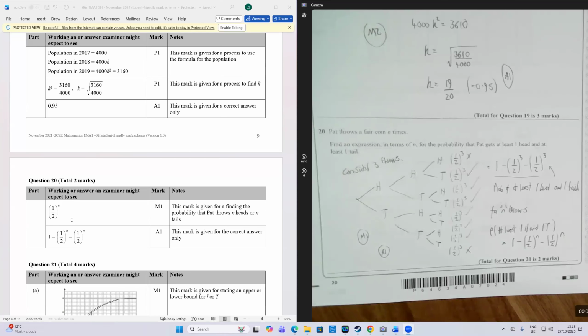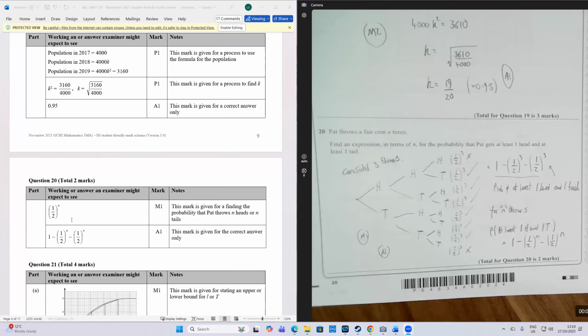So here I've just boiled it down to, let's imagine that Pat throws the coin 3 times. Okay, so we can have heads, tails, heads, tails, heads, tails, heads, tails, heads. There's all the probabilities. Now we want to know what's the probability that Pat gets at least one head and at least one tail.